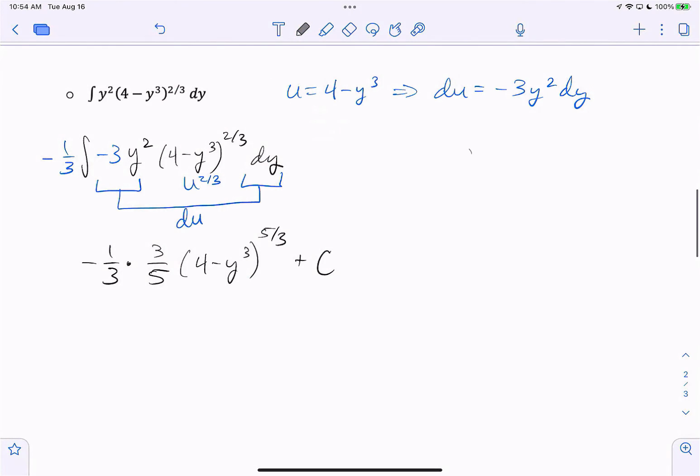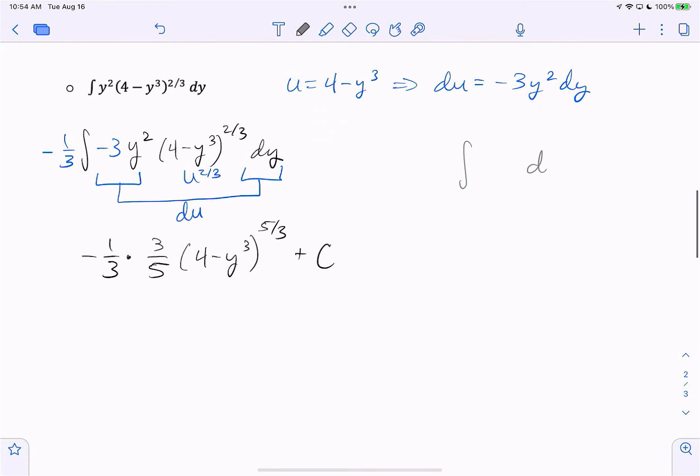So let me do this off on the side. And then 4 minus y cubed to the 2/3 gets replaced by u to the 2/3. And then of course we had the negative 1/3. And so what I'm actually integrating out of all of this mess is really just the function to the 2/3 power. And so I'm really just using the power rule. The power rule for u to the 2/3 is going to give me a u to the 5/3. And so I've added 1 to the exponent.